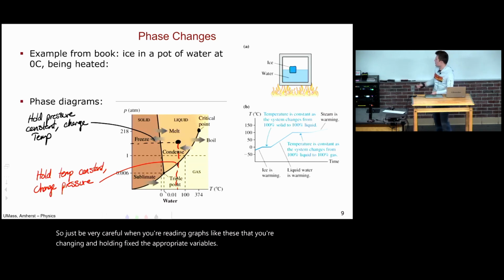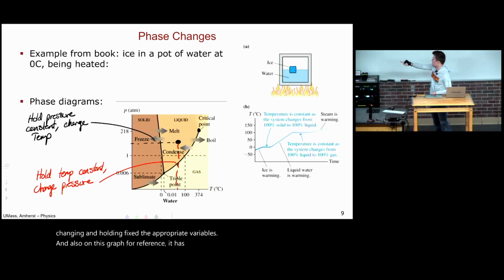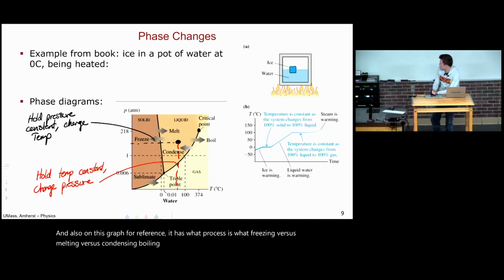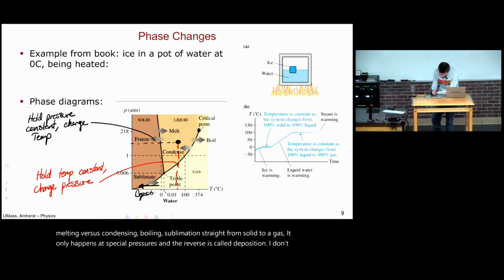And also on this graph for reference, it has what process is what: freezing versus melting versus condensing, boiling. Sublimation, straight from solid to a gas, only happens at special pressures. And the reverse is called deposition. I don't know why it's not in here.